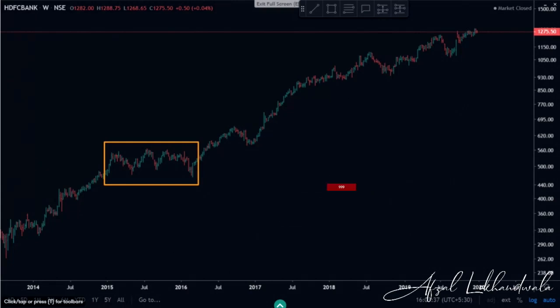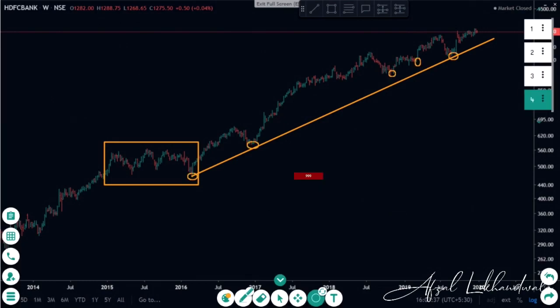Let me draw a trend line this time. So this is the trend line which depicts a clear uptrend. In an uptrend, a trend line is drawn by connecting all the lows. Now we see that not all the low points are getting touched by the trend line. It's absolutely okay.